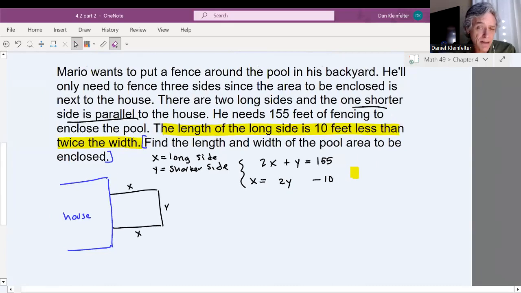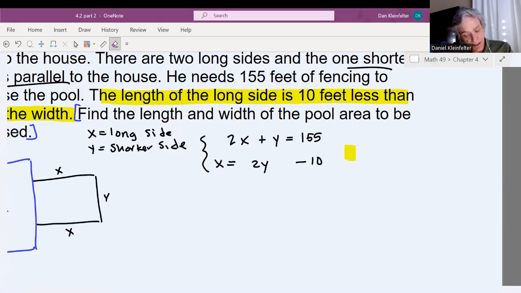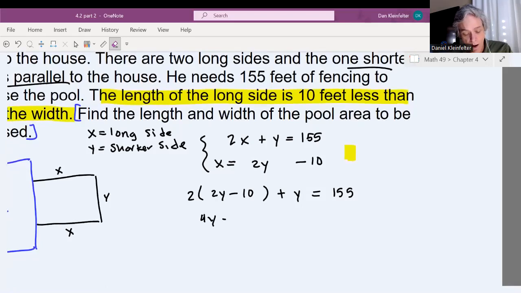Make sure that you can get that system of equations out of the wording, and then let's go ahead and solve it. So once again, this one is nice for doing substitution, so let's do substitution. So 2x plus y has to equal 155, where our x is 2y minus 10. So now our equation just involves y. Distribute, remove parentheses. We'll have 4y minus 20 plus y is 155. We'll have 5y minus 20 is 155.